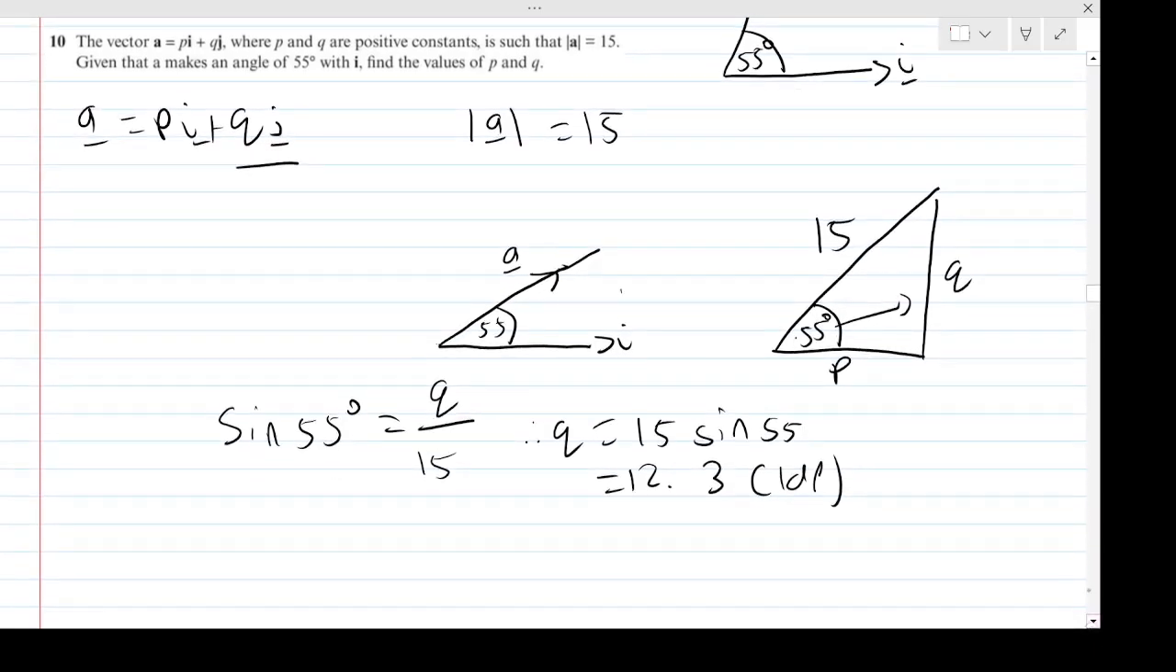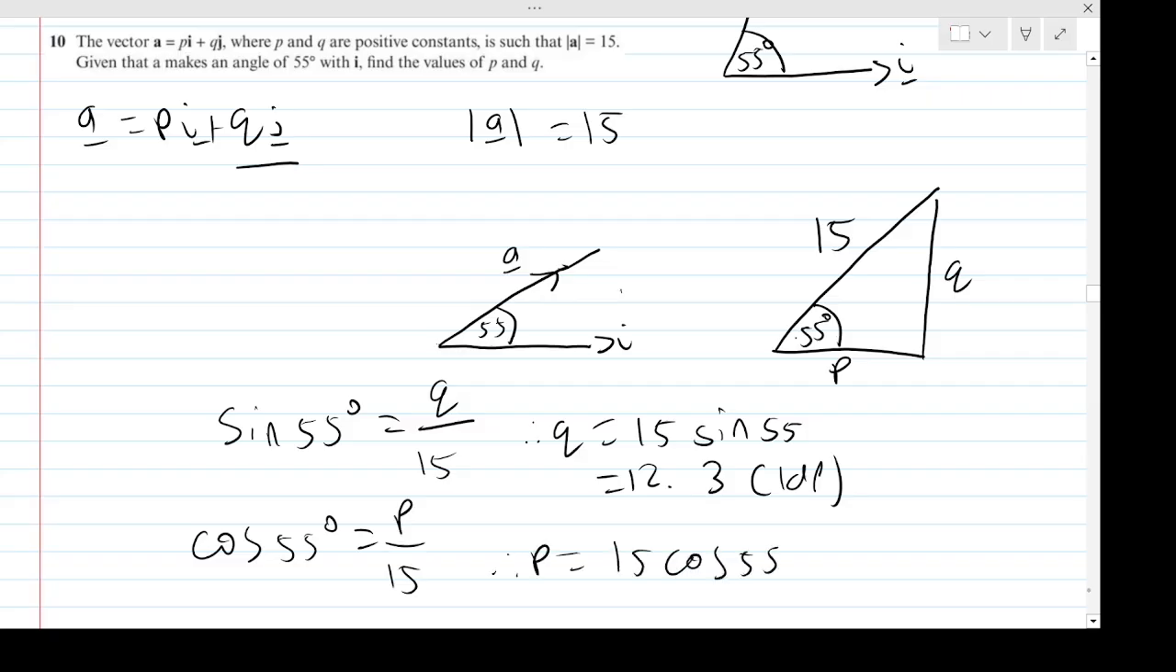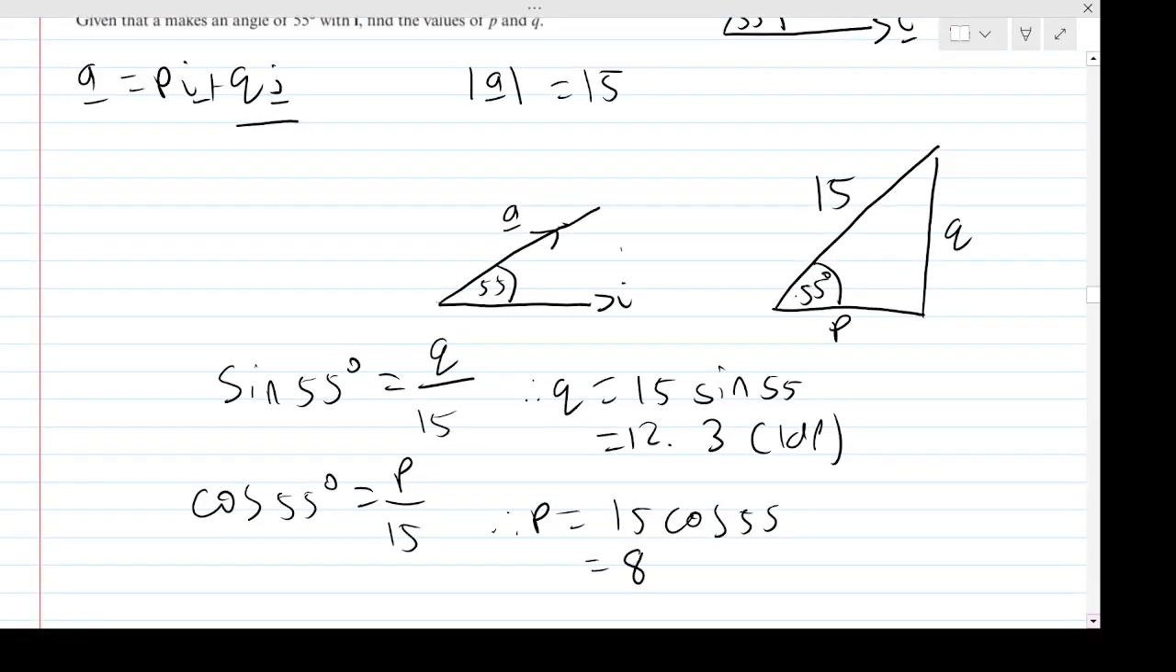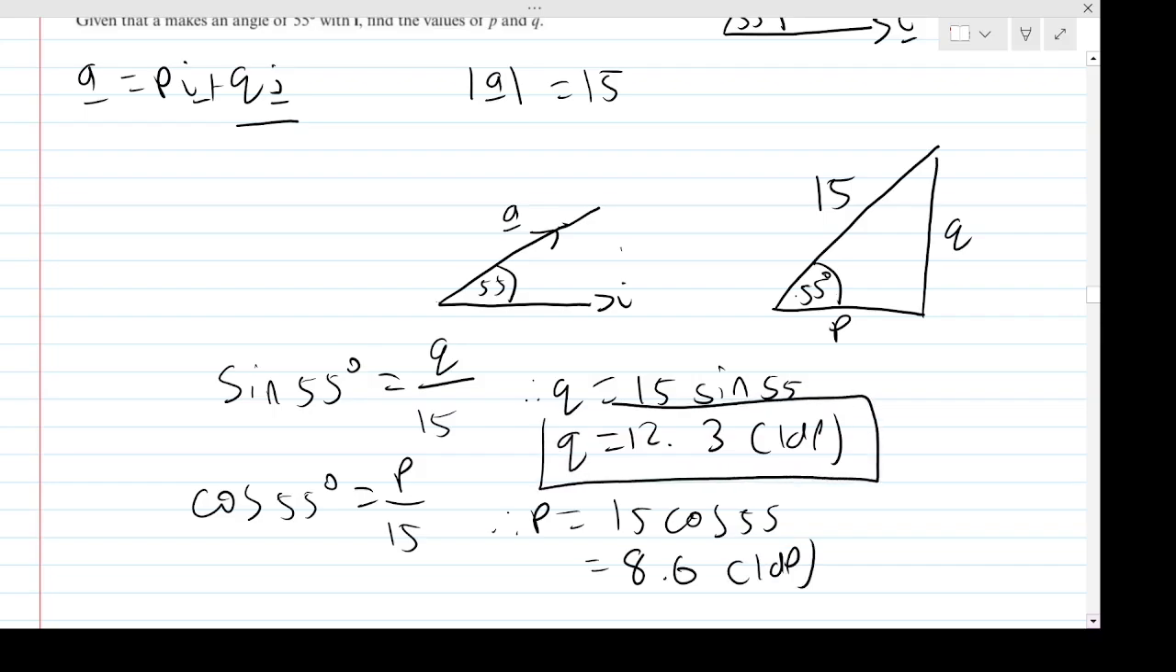There we are. And then we could do the same for P. So now we're going to use cos. So cos of 55 is going to be the adjacent, which is the P, over 15, the hypotenuse. So therefore P, if we times both sides by 15, is 15 cos 55. If I put that in the calculator, I get 8.6 to 1 decimal place. And those are the values of P and Q.